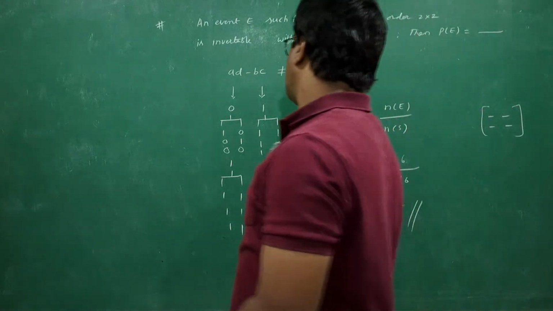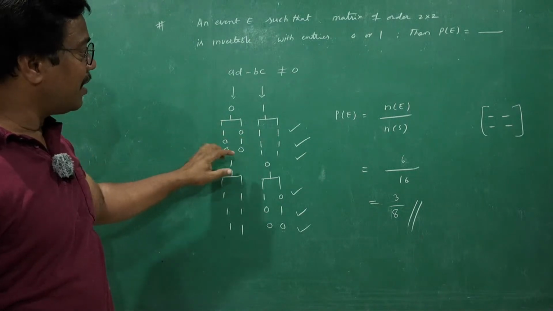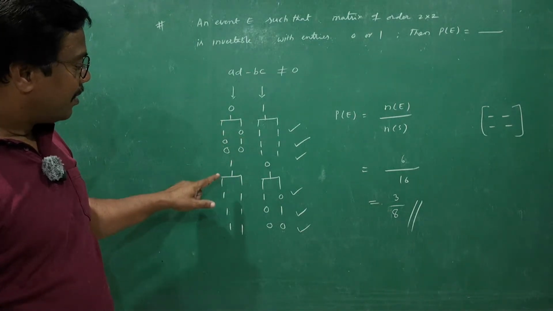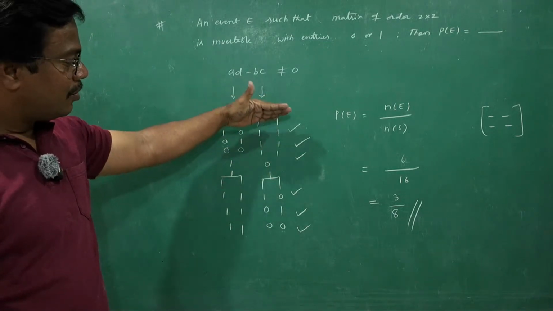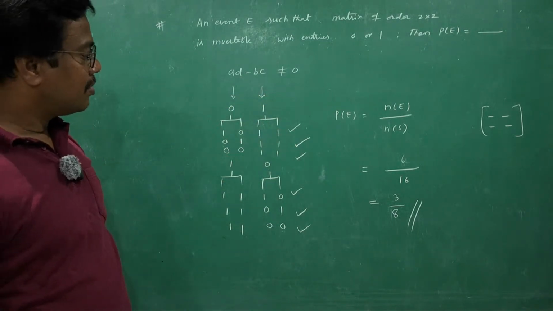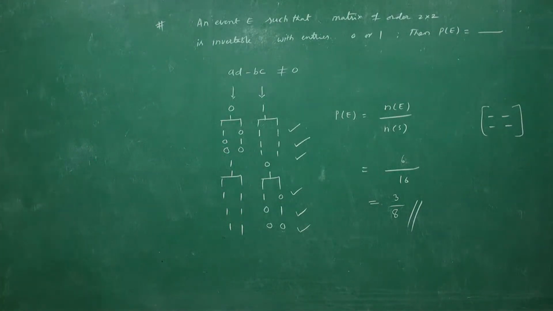See, to get AD as 0, the possibilities are 1 0, 0 1 as well as 0 0. Here 0 1, 1 0 as well as 0 0. To get 1, only 1 1. Okay. So favorable outcomes we get 6. So the answer is 3 divided by 8.